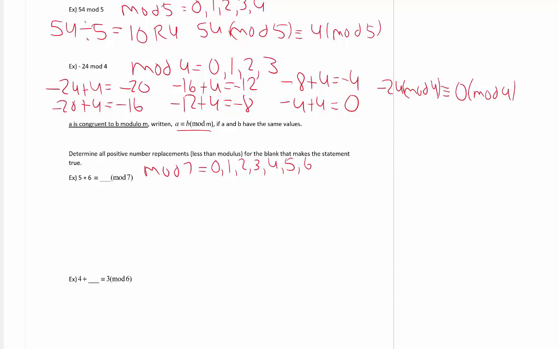Well, I'm going to take 5 plus 6, because we know that's 11. Clearly 11 is not in mod 7. So what am I going to do? I'm going to take 11, divide it by 7, that's 1, with a remainder of 4. So in general then, 5 plus 6 is congruent to 4 mod 7.